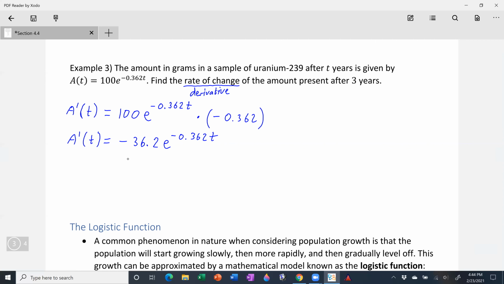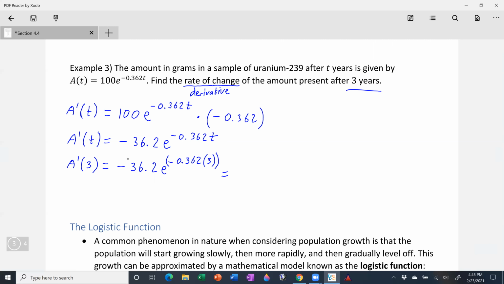So they wanted 3 years, so that just means we find a prime of 3, and so we're plugging in 3 into the derivative. Okay, plugging in 3 for t. Okay, be careful how you type this into the calculator. I recommend as you're typing this in, use extra parentheses around the whole top so that the calculator knows that you want all of that product is the power of e.